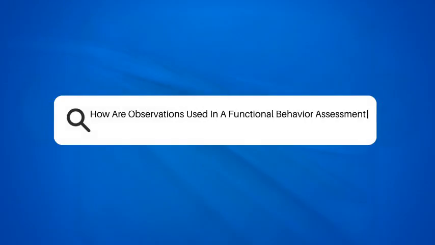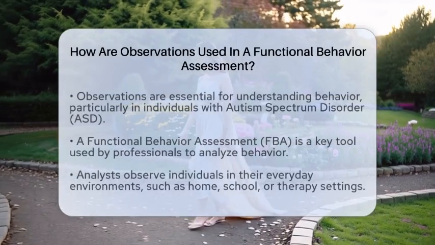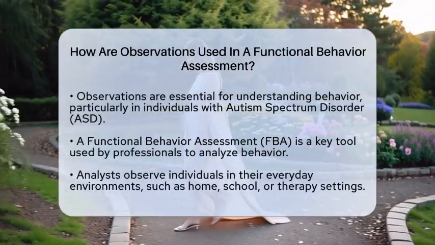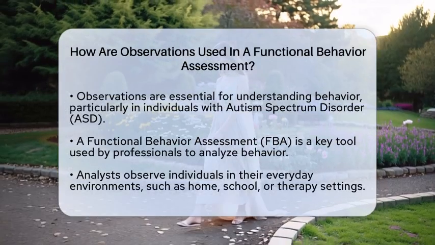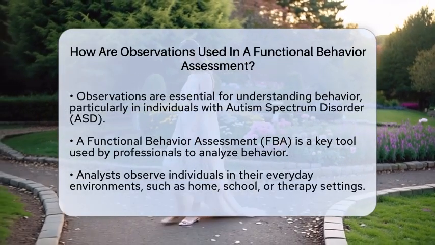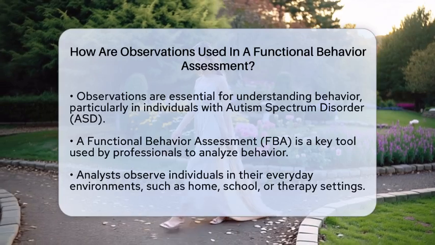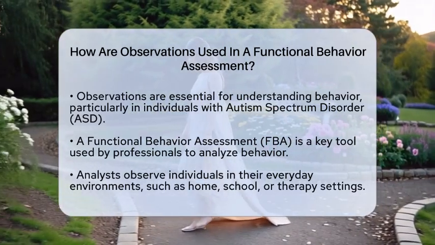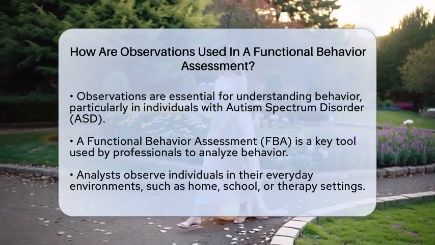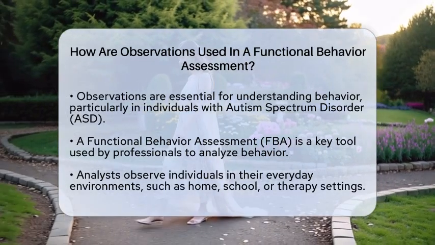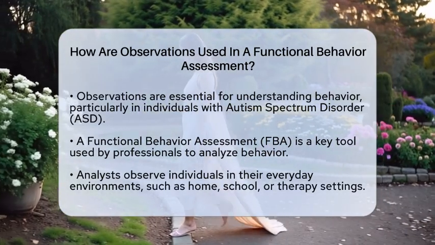How are observations used in a functional behavior assessment? Have you ever wondered how professionals figure out why someone behaves a certain way? This is especially important for individuals with autism spectrum disorder. One key tool they use is called a functional behavior assessment. Observations are a big part of this process.